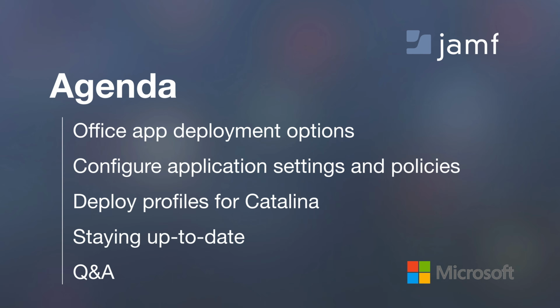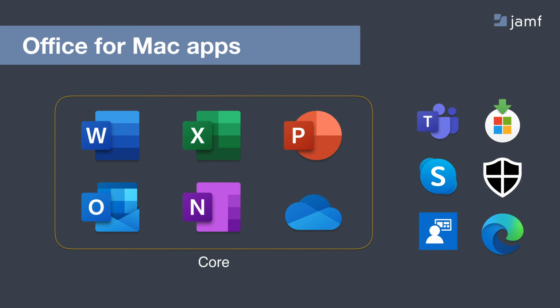Quick run through the agenda today. We're going to talk about how to deploy Office for Mac and how to configure it with application settings and policies. How to deploy profiles specific to macOS Catalina, and how to keep your Office deployment up to date. So we'll hand it over to Paul to start talking about Office for Mac.